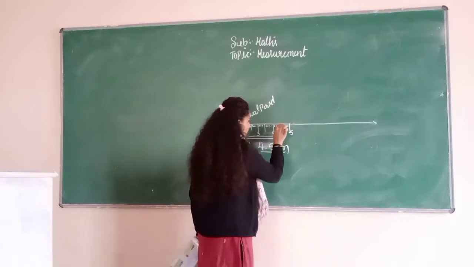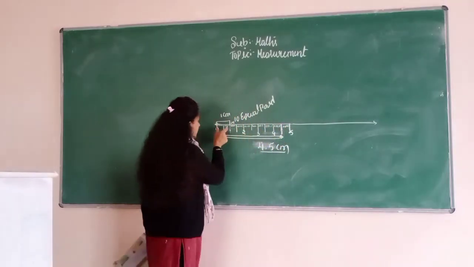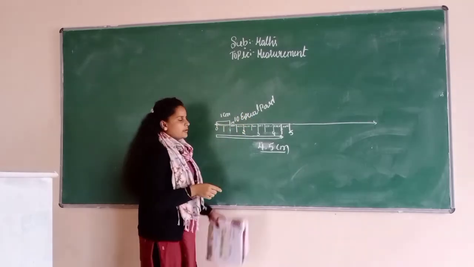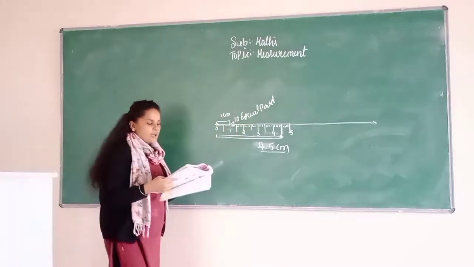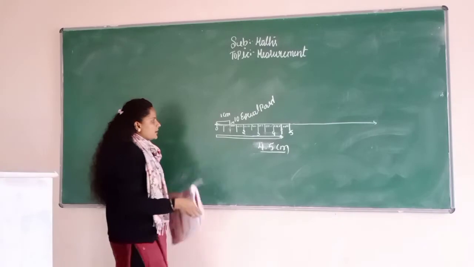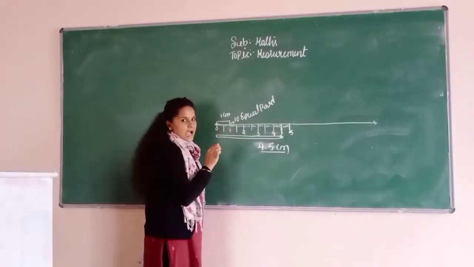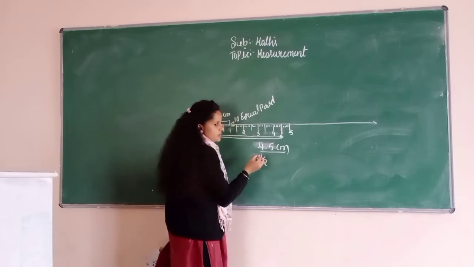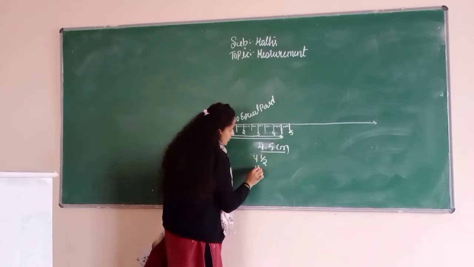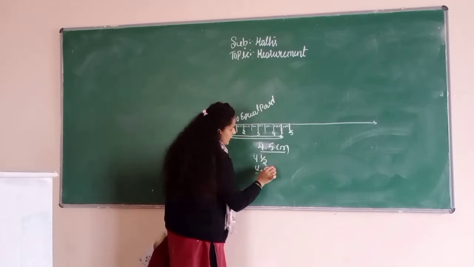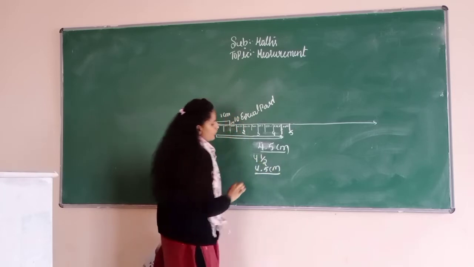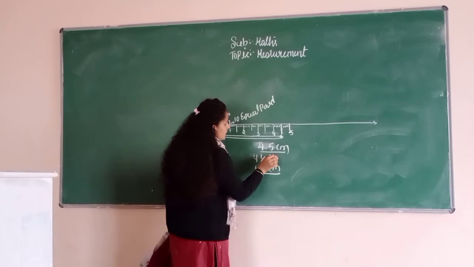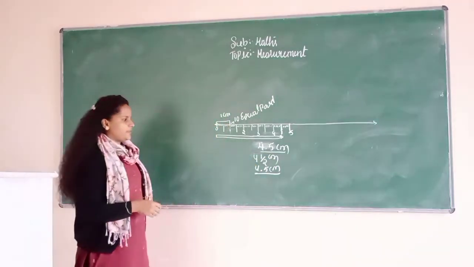This 1 centimeter is divided into 10 equal parts. The halfway mark is the half centimeter. So 4 1 by 2. 1 by 2 is 5, right? So 4.5, 0.5 centimeter as 4.5 centimeter or 4 1 by 2 centimeter. You can write like this.